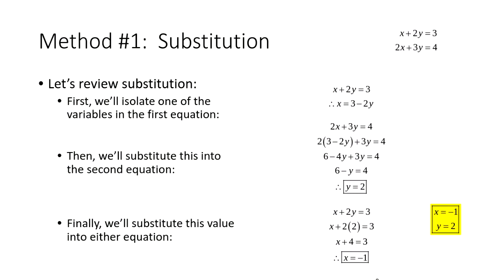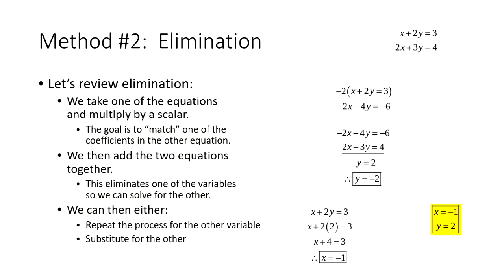The second method is elimination. This is probably the other method that you did by hand. And so the idea is to take one of the equations and multiply it by a scalar. So for instance, if I take the first equation and I multiply every term in that equation by minus 2, I get minus 2x, and then 2y times negative 2, I get negative 4y, and then this times this, I get negative 6.